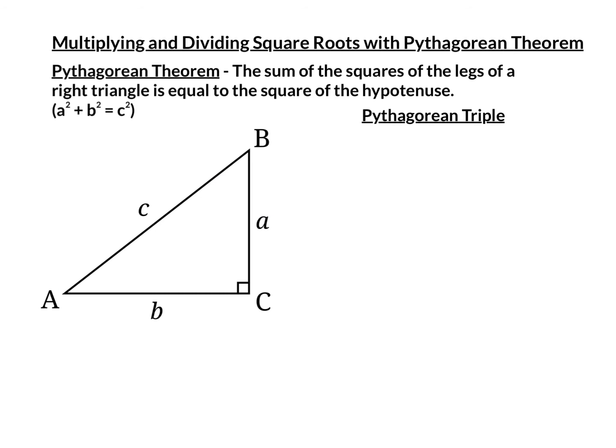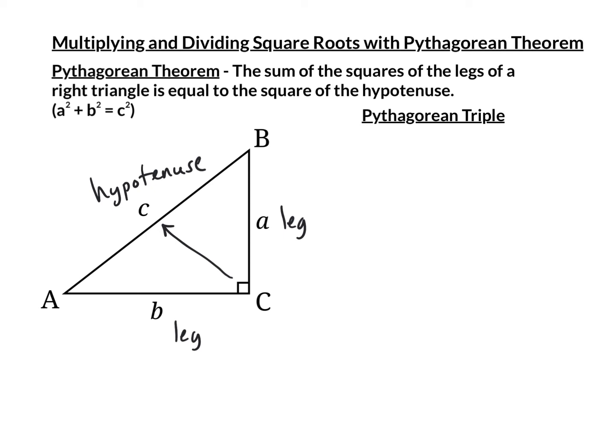The last thing we're going to look at on today's assignment is the Pythagorean Theorem. The Pythagorean Theorem says that the sum of the squares of the legs of a right triangle, this is a leg and this is a leg, is equal to the square of the hypotenuse. The hypotenuse is the side that's opposite the right angle.